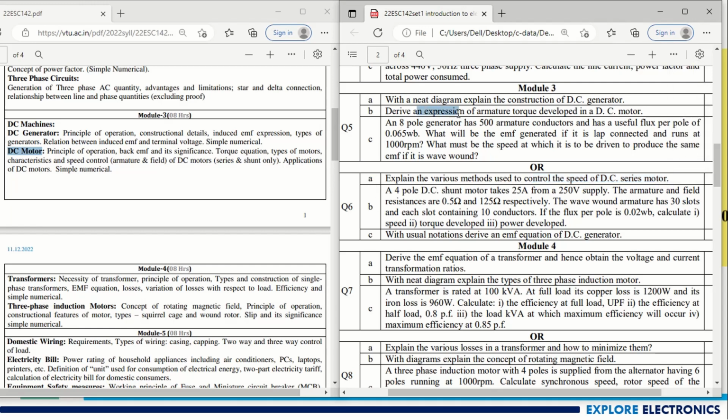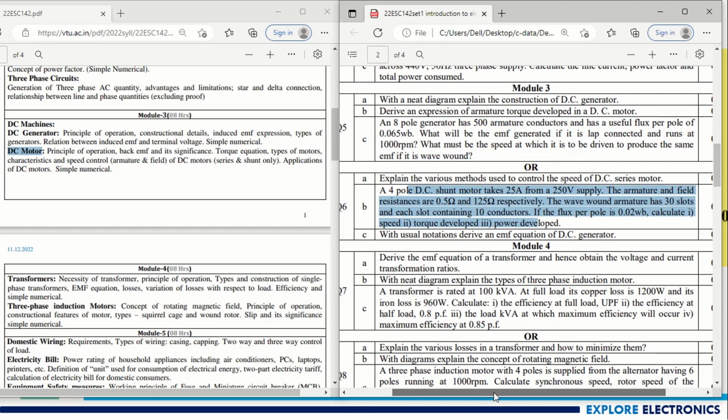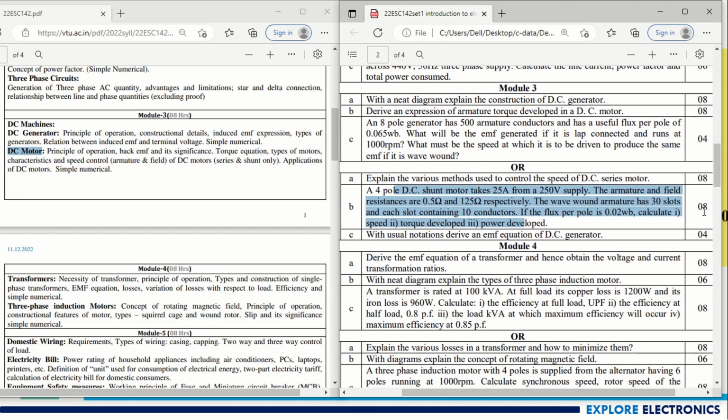And coming to the B question, explain the armature torque developed in the DC motor. It is again a theory question. Here also, EMF equation of a DC generator. This is a theory question. Here also you will be having one problem. So the problem is for 8 marks here.